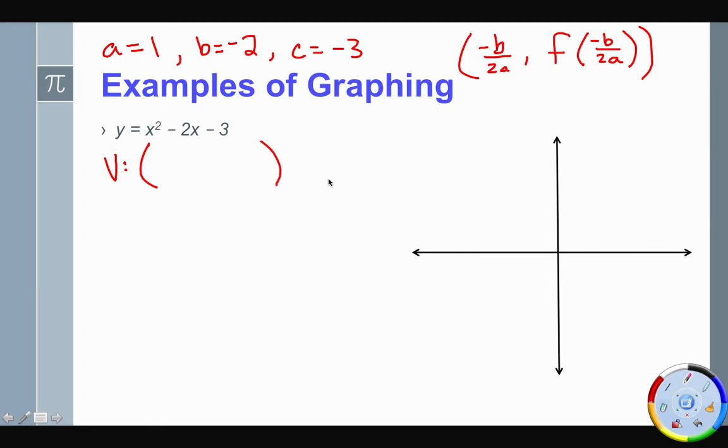All right. If I do the opposite of B, so negative, okay, B is negative 2, all over 2 times 1. Well, negative negative makes a positive, and then 2 divided by 2 is a positive 1. So the x-coordinate is 1. And then the y-coordinate is what happens when I plug it in. So I get 1 squared minus 2 times 1 minus 3. And 1 minus 2 minus 3 is negative 4.